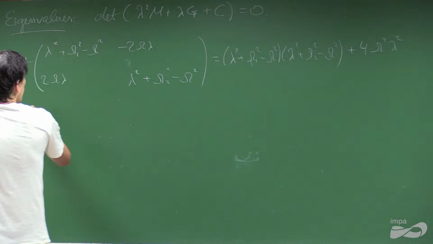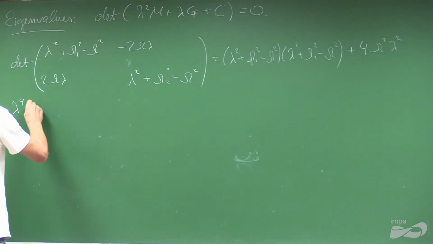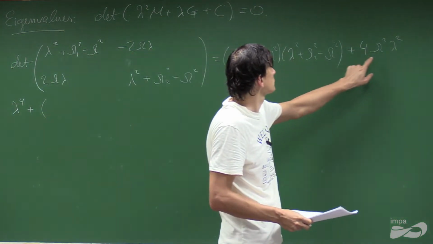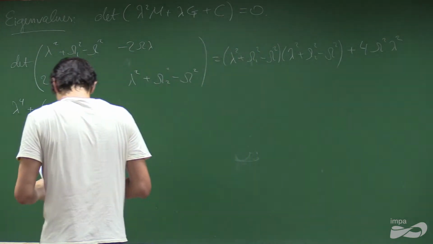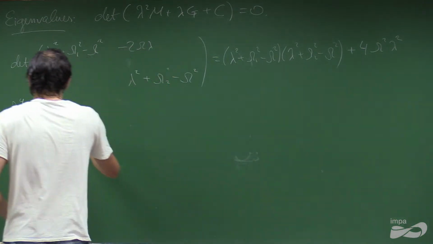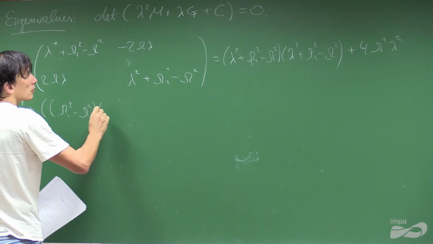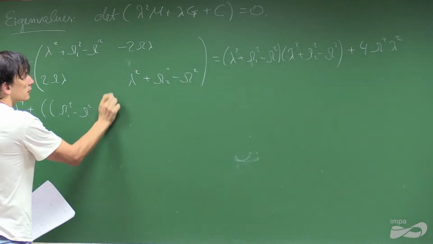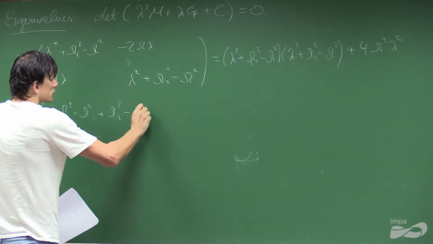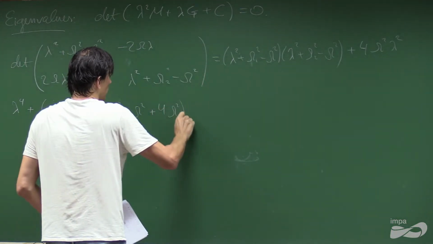So open the product, lambda to the fourth plus the product of these two plus 4 of this. So what will the product be? It will be omega 1 squared minus omega squared, times omega 2 squared minus omega squared, plus omega squared, and then there is this 4 lambda squared.